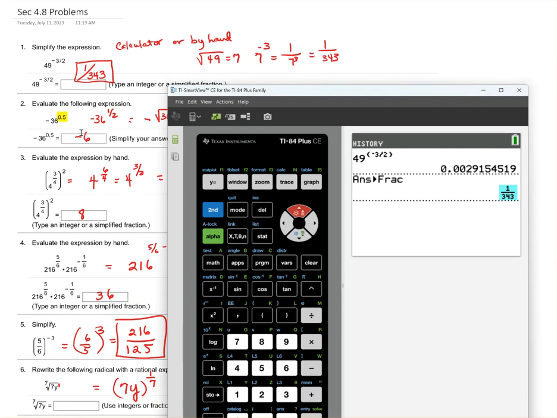For the next one, let's do negative 36 raised to the 0.5, and oh, I didn't clear.